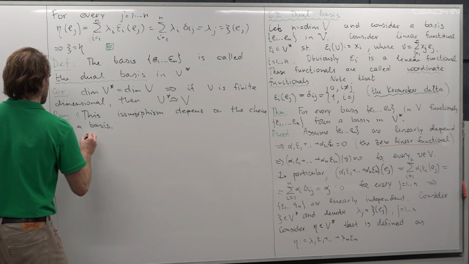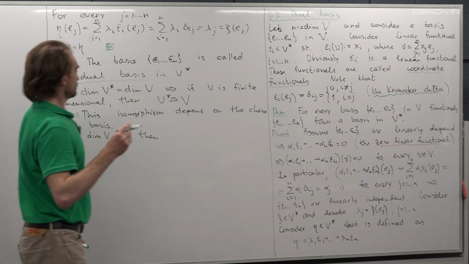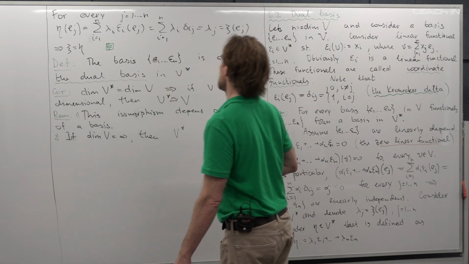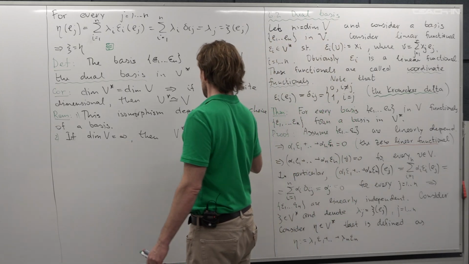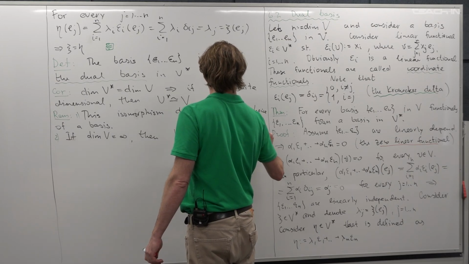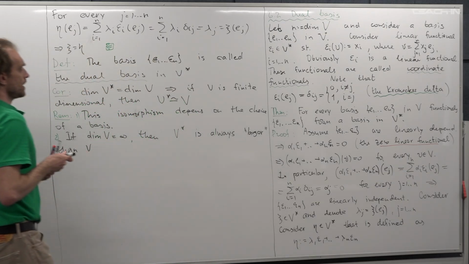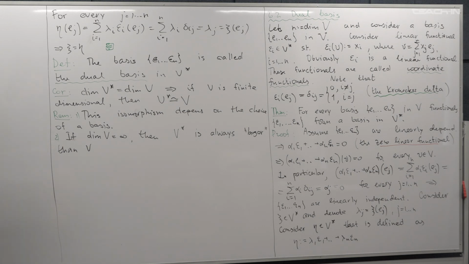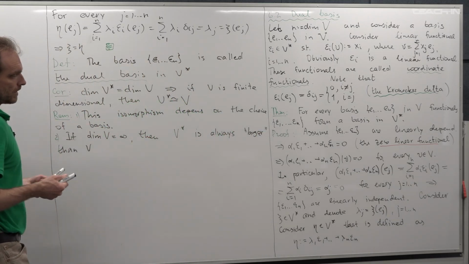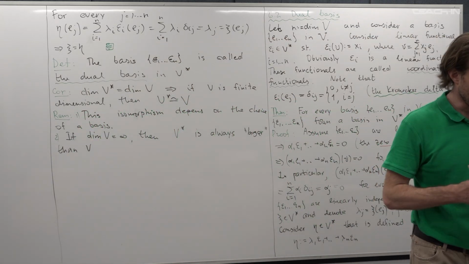if V is infinite dimensional, then the dual space is always, in some sense, larger than V. So I will not explain what this means, because here we study only finite dimensional spaces, but this works only in case of a finite dimension.